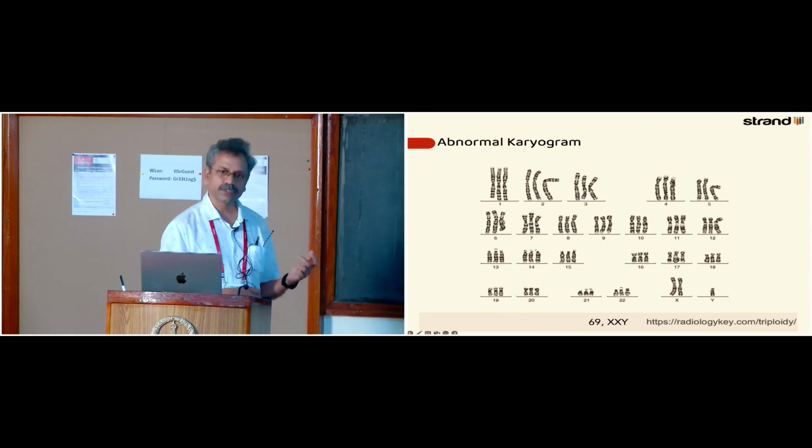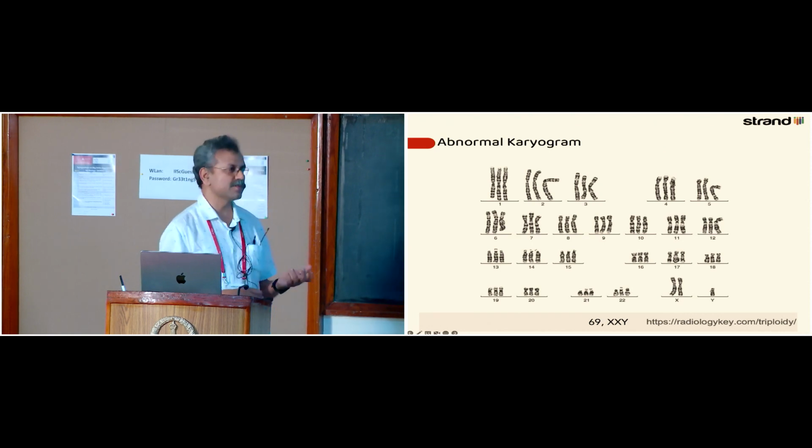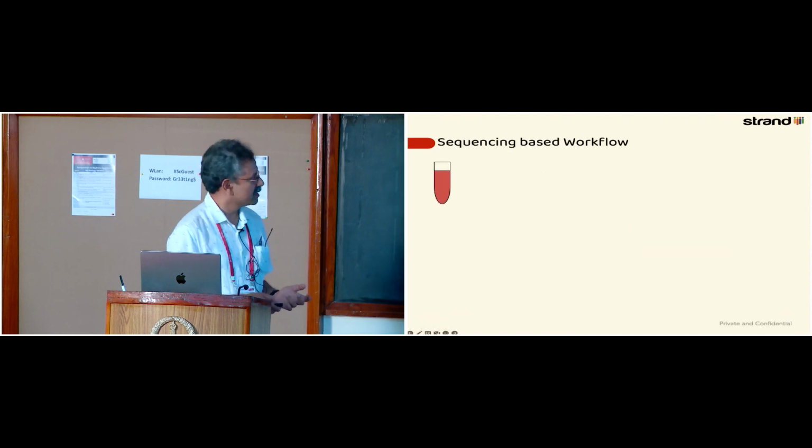But in reality, most of the chromosomal copy number changes are far smaller than this. So you can't really see them under a microscope, and that is where sequencing comes in. So what is the basic sequencing based workflow?